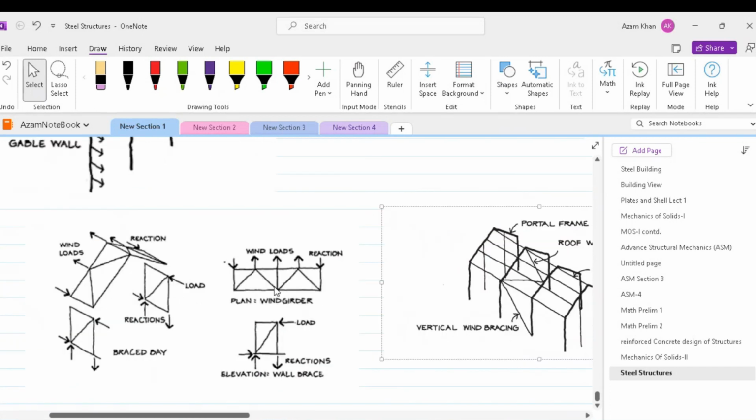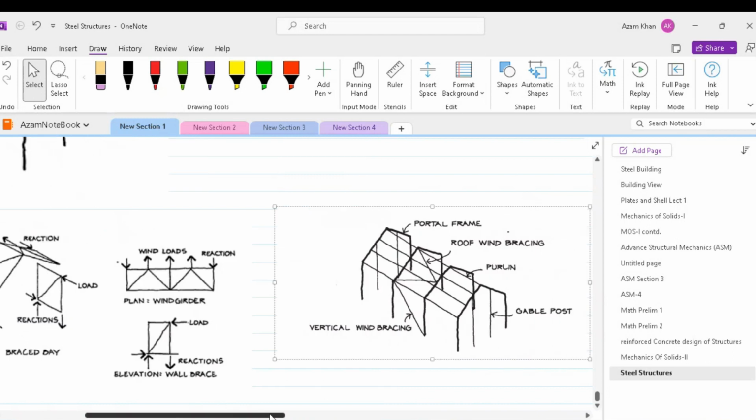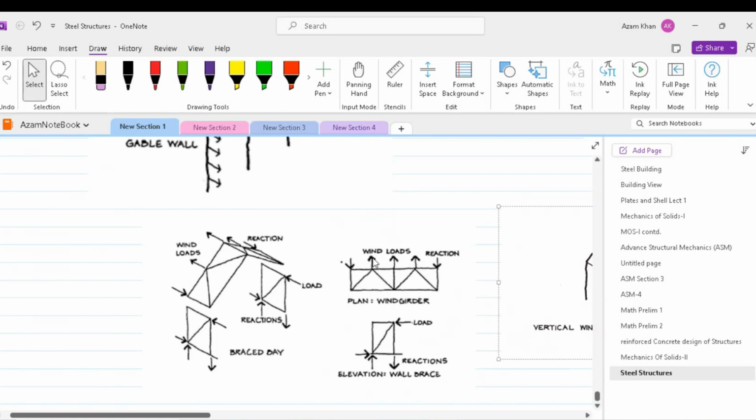In this picture, the wind girder and the elevation wall brace system is shown. We can see that the braced bay is the stiffest bay of the whole system. Hence, it will attract most of the load, and that load will be transferred via the truss system from the wind girder to the wall brace system and finally to the ground.